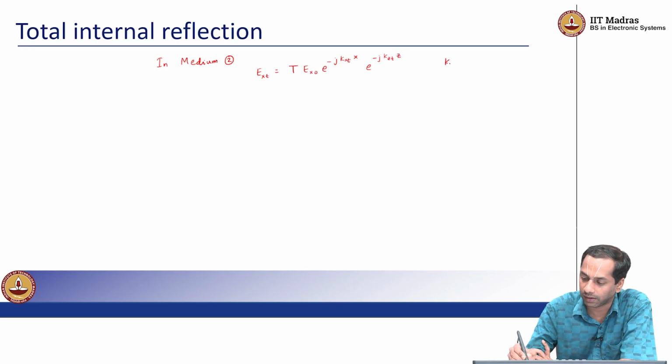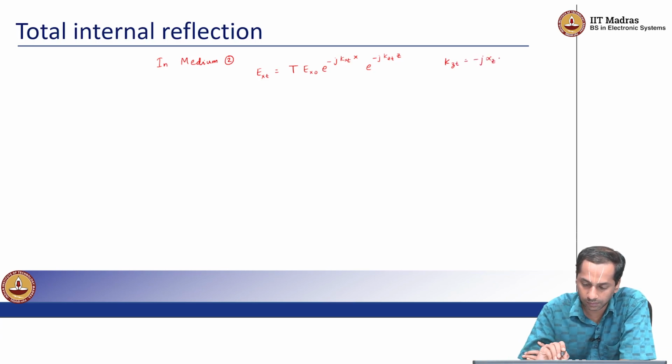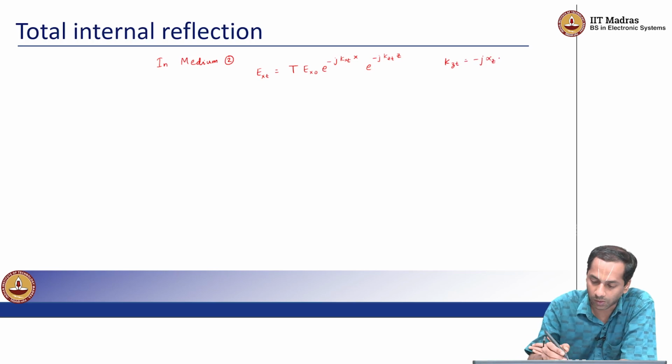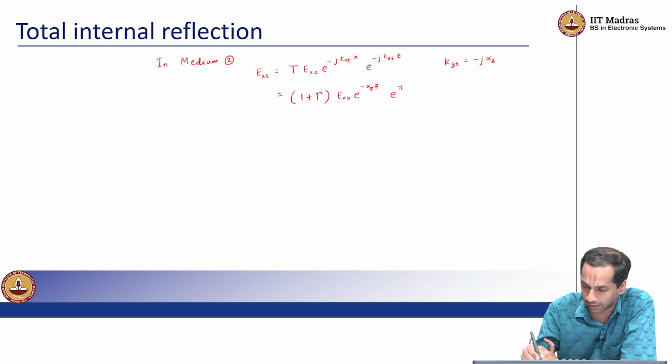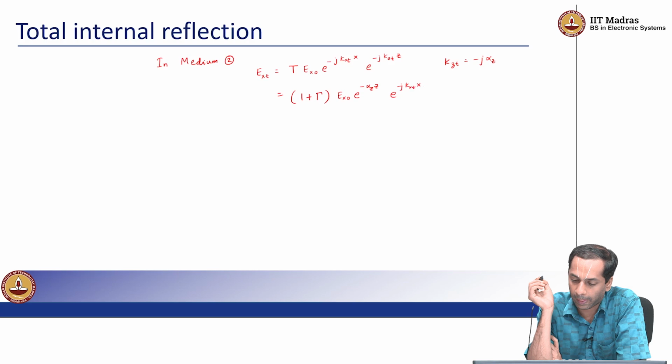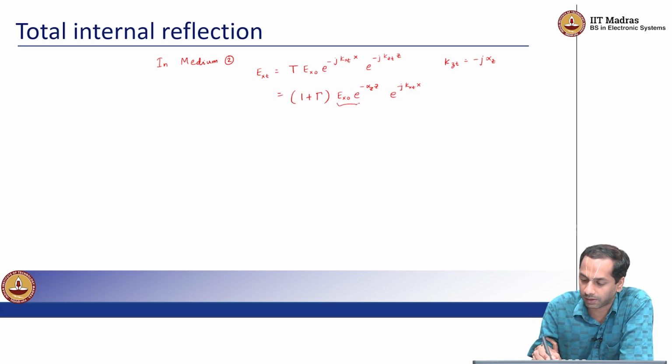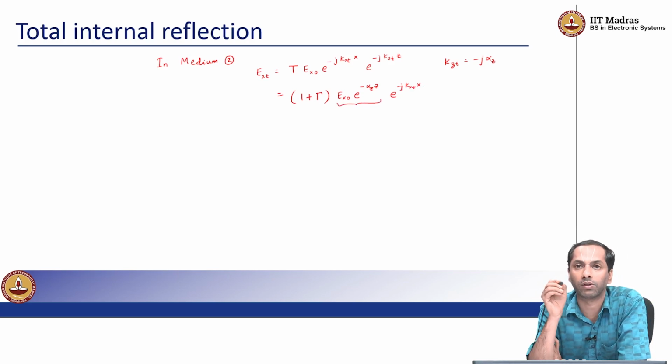But we know kzt is minus j alpha z. Okay, and so remember also that t is 1 plus gamma, and we have Ex0 e to the minus alpha z z e to the minus j kxt x. So you can see that the amplitude is decaying now into the medium.